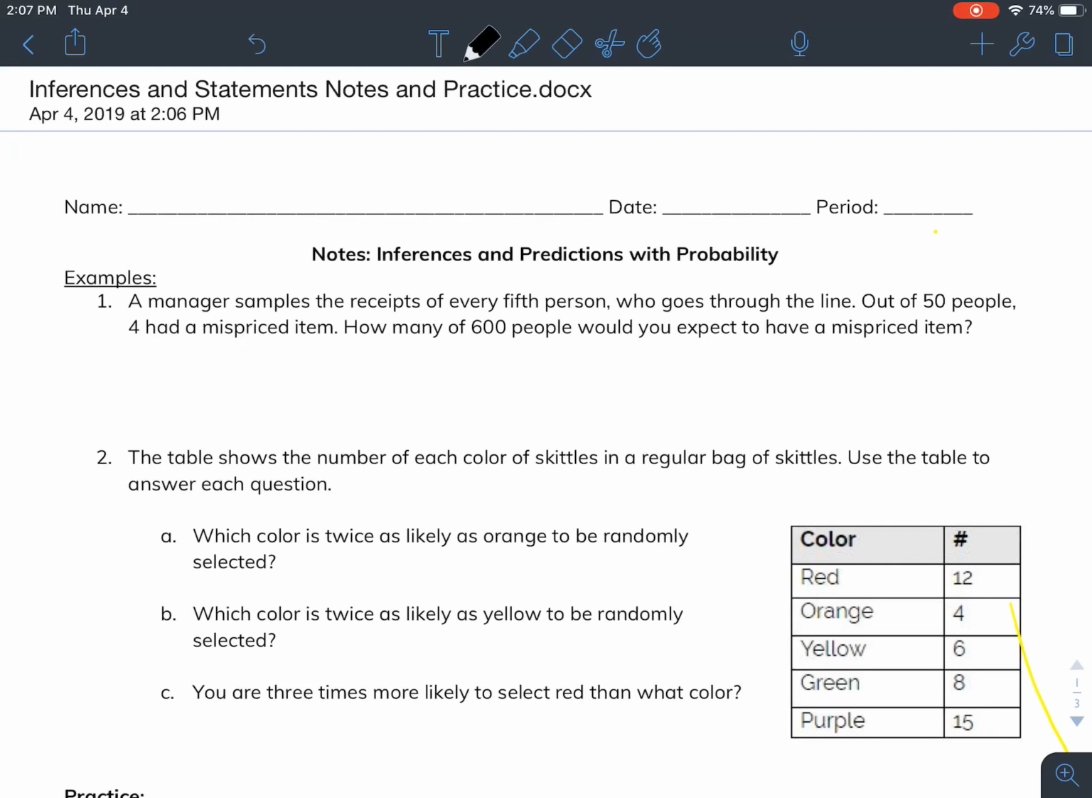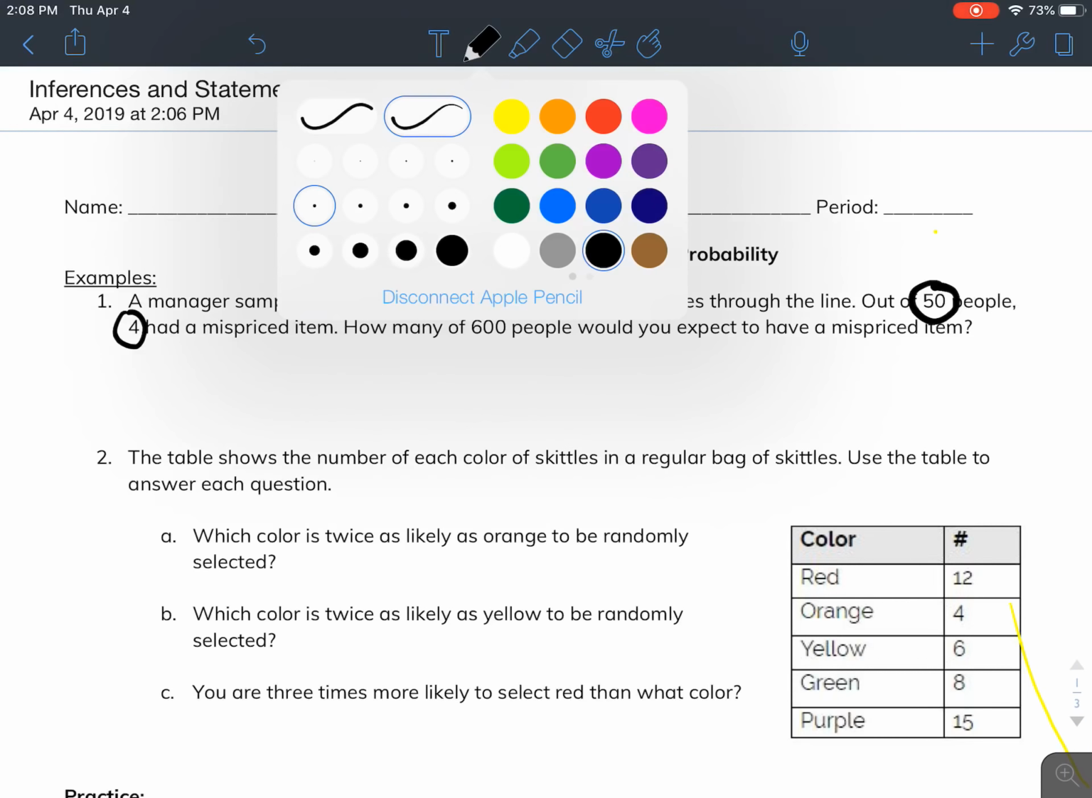Today we're going to take notes on inferences and predictions with probability. Example number 1. A manager samples the receipts of every 5th person who goes through the line. Out of 50 people, 4 had mispriced the item. How many of 600 people would you expect to have a mispriced item? So you need to figure out the proportion for this.